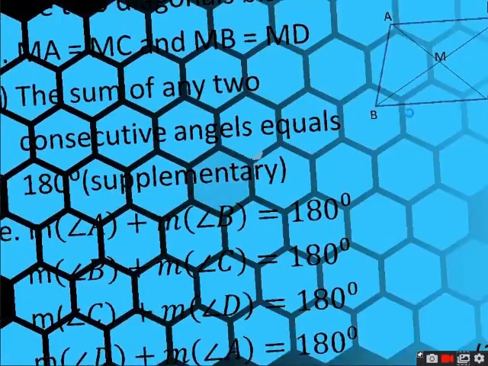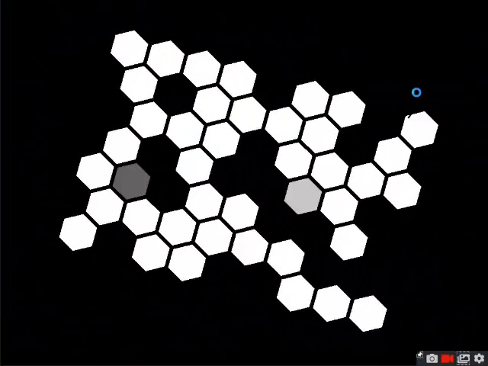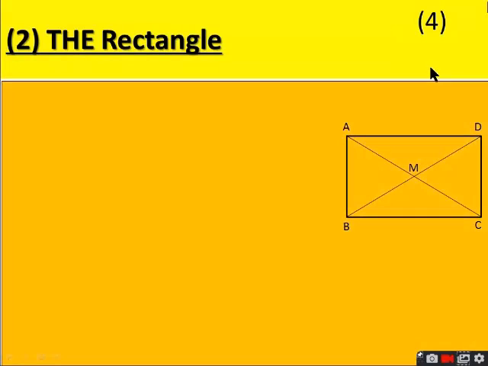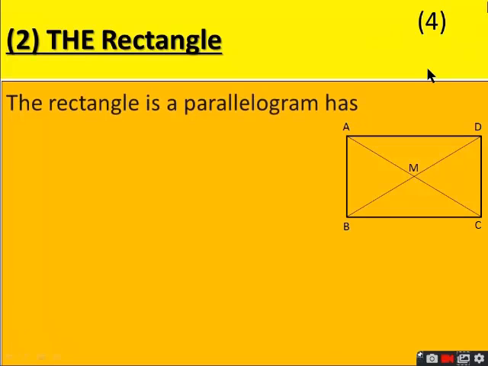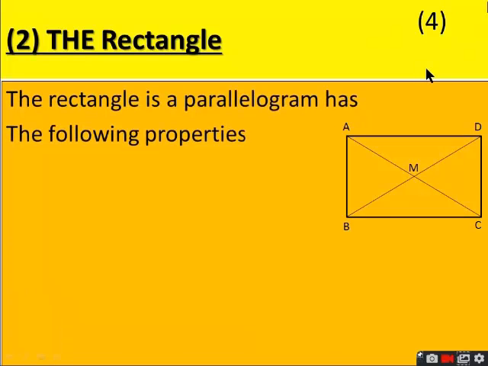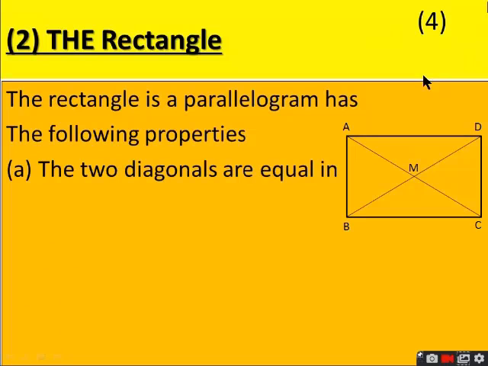But the parallelogram has special cases. The first figure of the special cases of the parallelogram is called the rectangle. The rectangle is a quadrilateral also. The rectangle satisfies all the properties of the parallelogram mentioned previously, in addition to this property: the two diagonals are equal. The two diagonals of a rectangle are AC and BD.